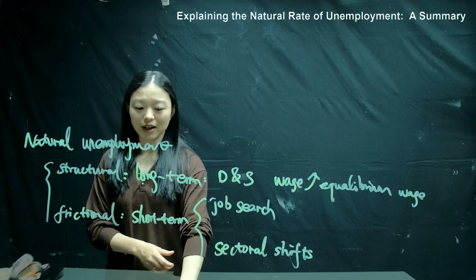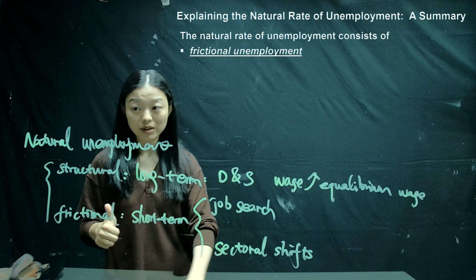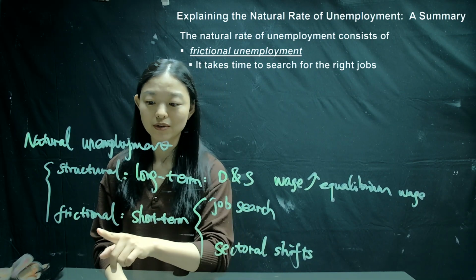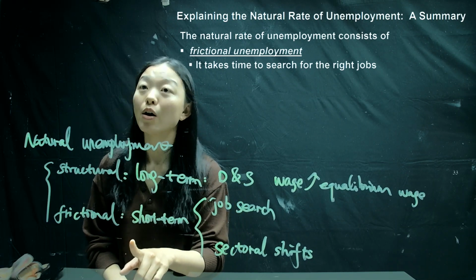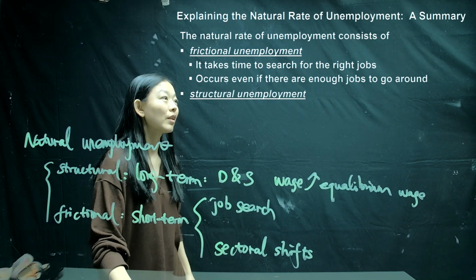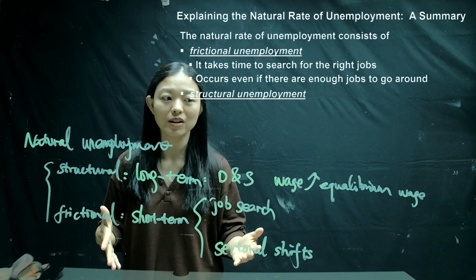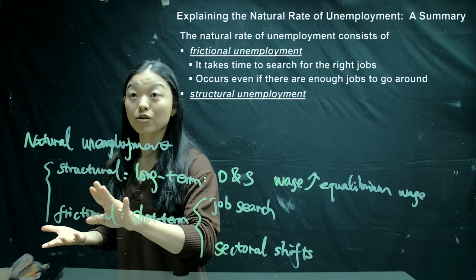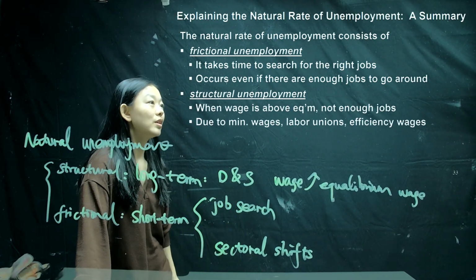And now let's look at the summary about the natural rate of unemployment. The natural rate of unemployment includes two parts, frictional unemployment and structural unemployment. Frictional unemployment includes two parts: job search and sectoral shifts. Government policies can help to reduce short-term frictional unemployment. However, unemployment insurance might increase frictional unemployment. Structural unemployment will be the long-term impact, because it comes from the demand and supply of the labor market with wages above the equilibrium wages. Several reasons result in structural unemployment: minimum wage laws, unions, and efficiency wages.